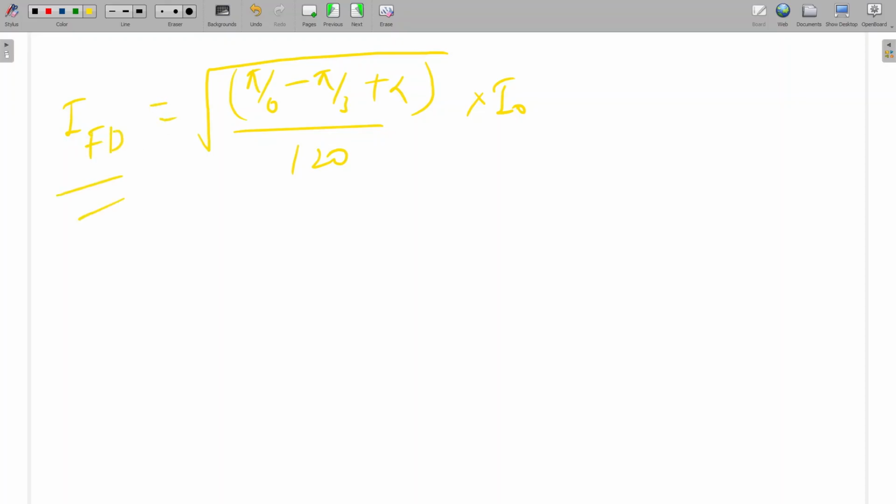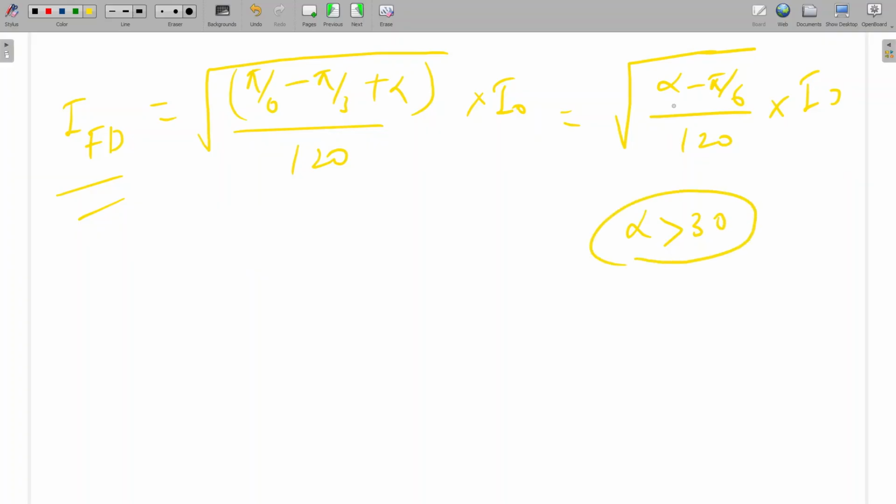Is it clear? It will be alpha minus pi by 6 by 120. Alpha minus pi by 6. Okay. So alpha minus pi by 6 divided by 120 into I naught. See, since alpha is greater than 30 degrees, this is correct only. This will always come positive. Pi by 6 means 30 degrees. So alpha minus 30 divided by 120. It is correct only because our alpha is greater than 30 degrees.